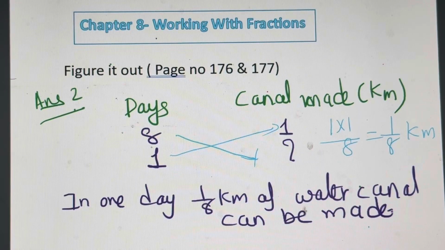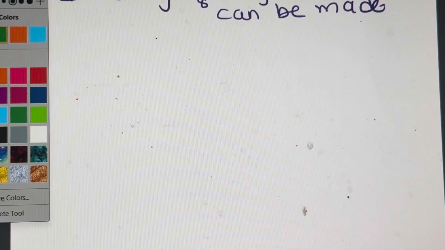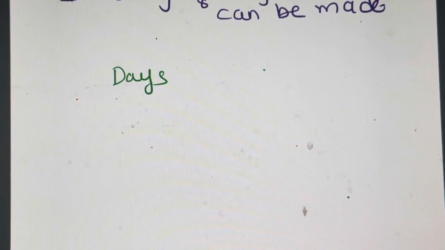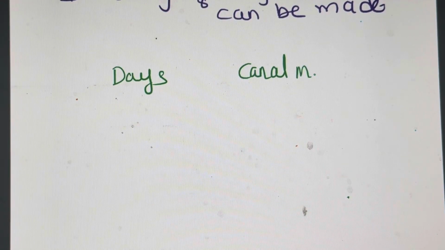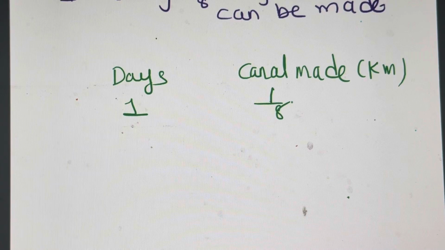So this is the first part of the answer. Now they have also asked, they work for 5 days in a week. So how much do they make? Same thing we'll use. Again, days are 5. We will use the previous answer. So in 1 day, and this is canal made in kilometers again. Now we got that in 1 day, they can make 1 upon 8 of canal, 1 upon 8 kilometer.